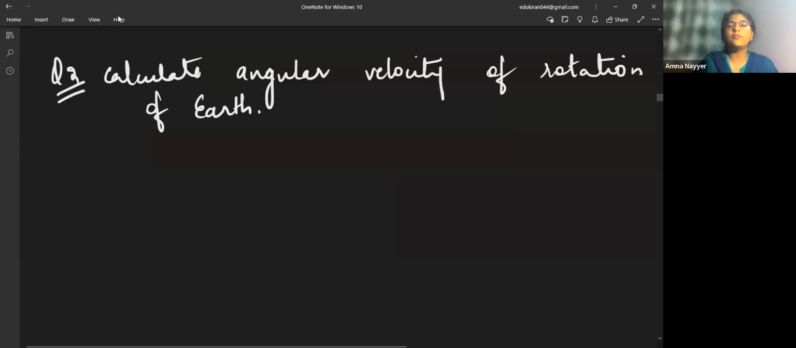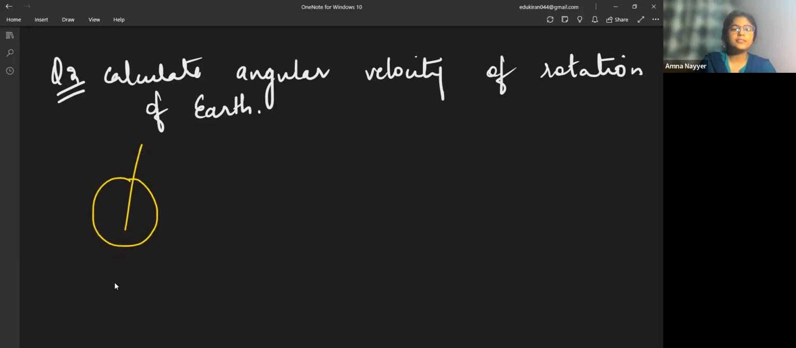Here you have to calculate the angular velocity of the rotation of Earth. In one complete rotation, what is the displacement covered? Can anyone tell me? If one rotation is covered, what should the displacement be? Zero displacement. But the angular displacement for a complete circle is 2 pi radian.